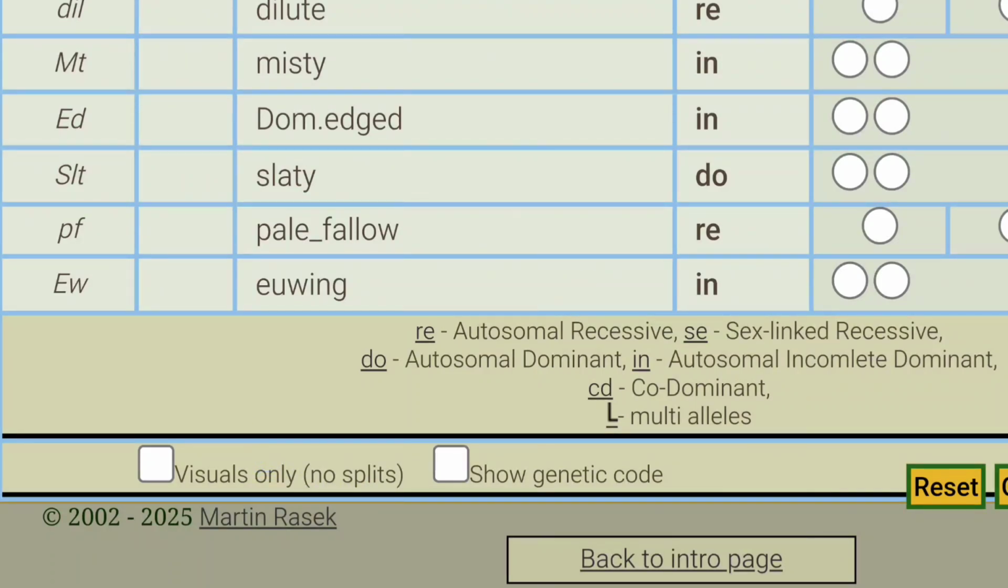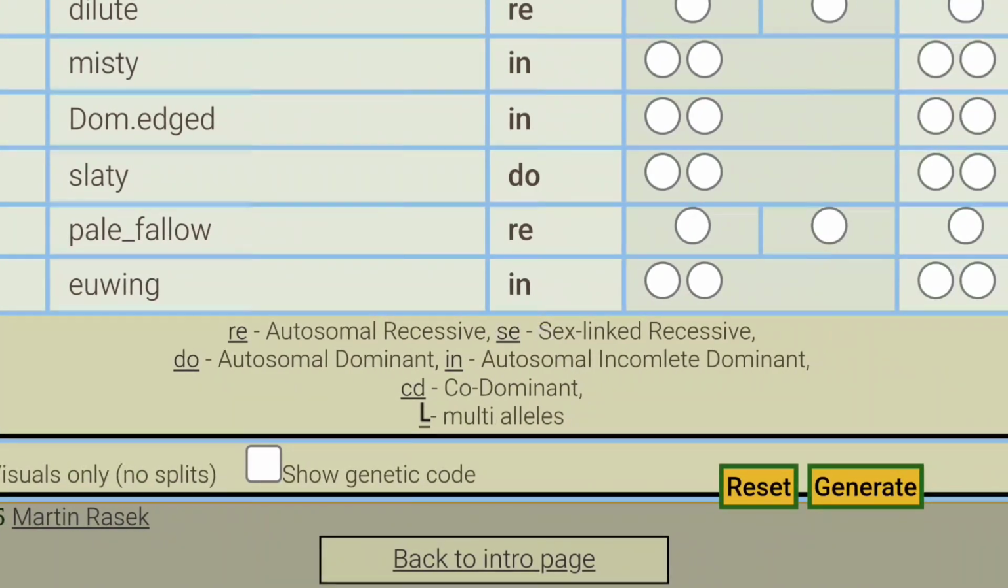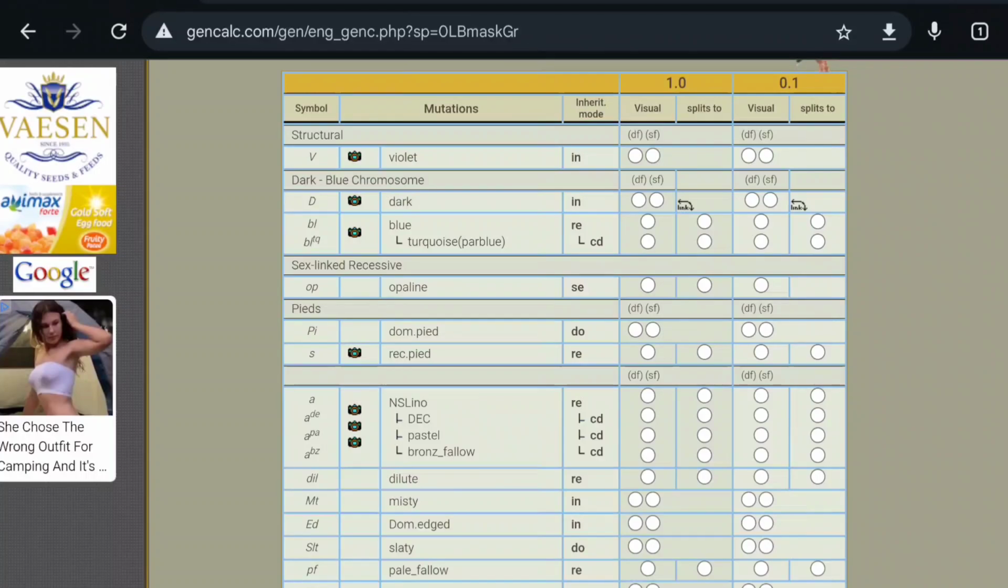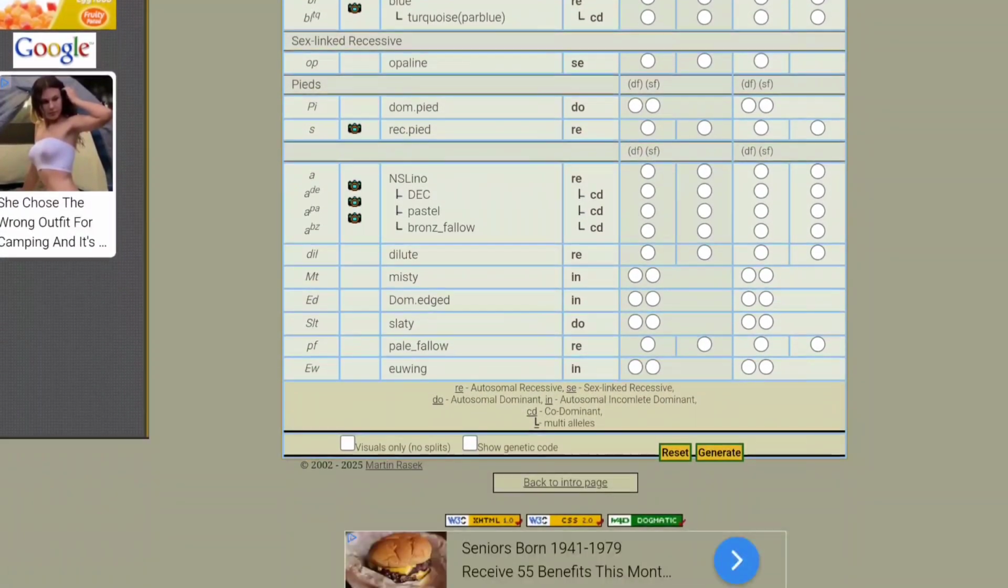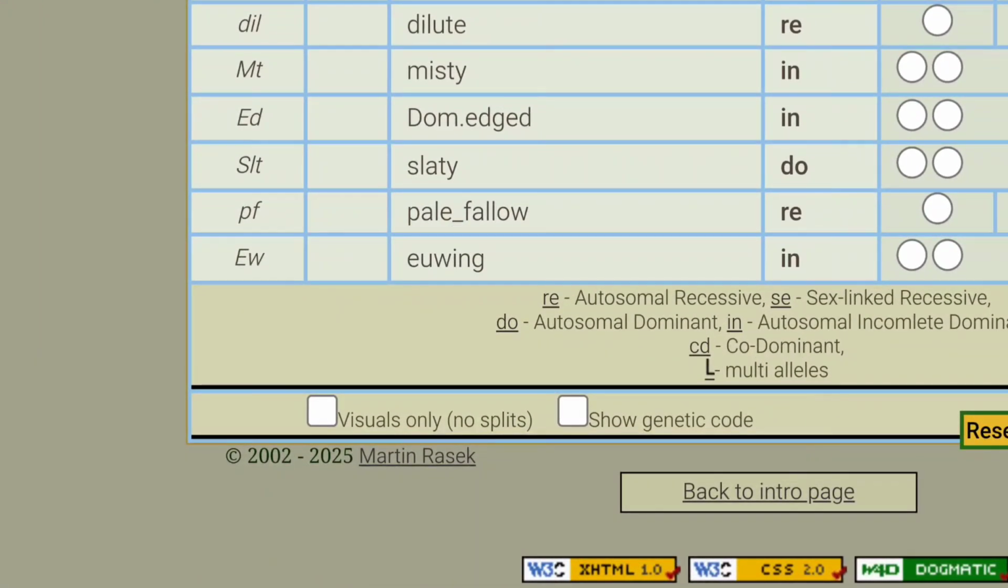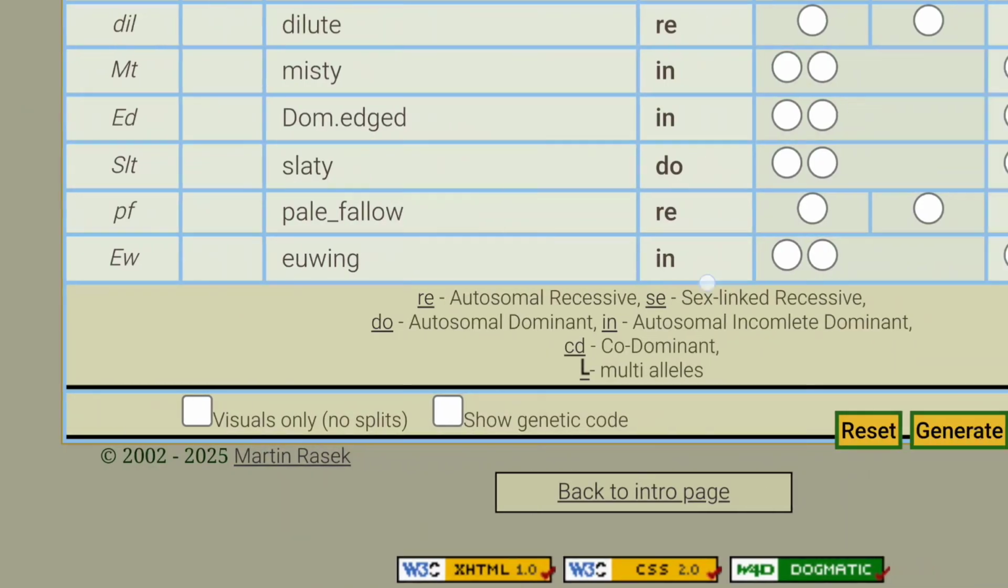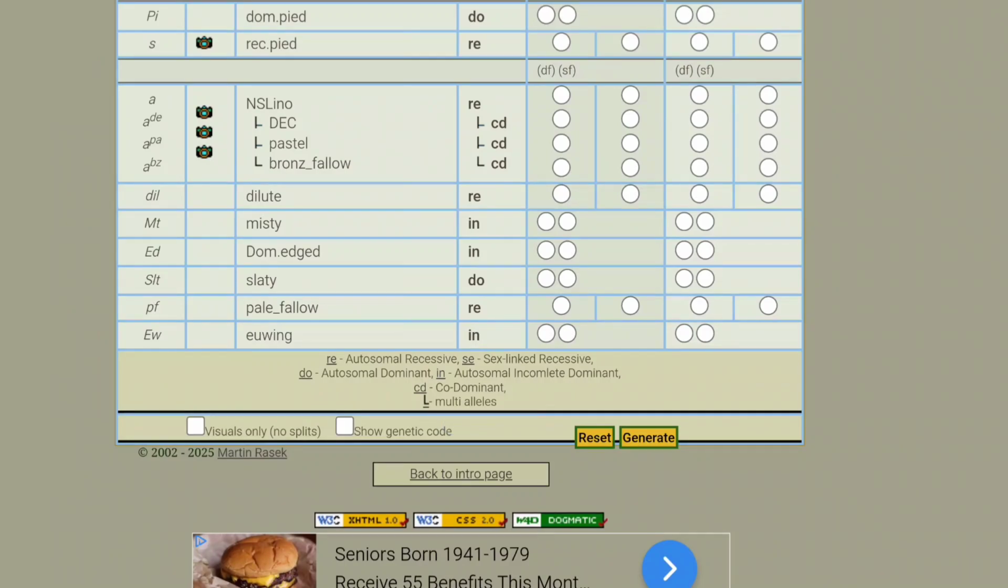It means that when you type the information of the parents in this table, you are going to see only the visuals, how the babies are going to look externally. It will not show the splits. Let's do it.